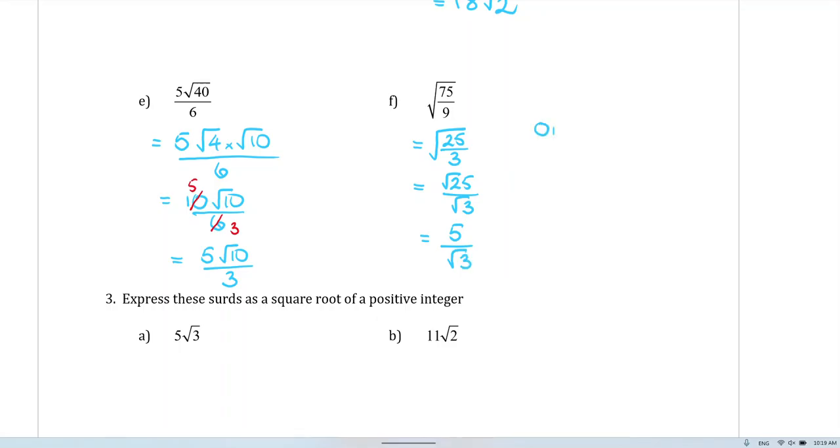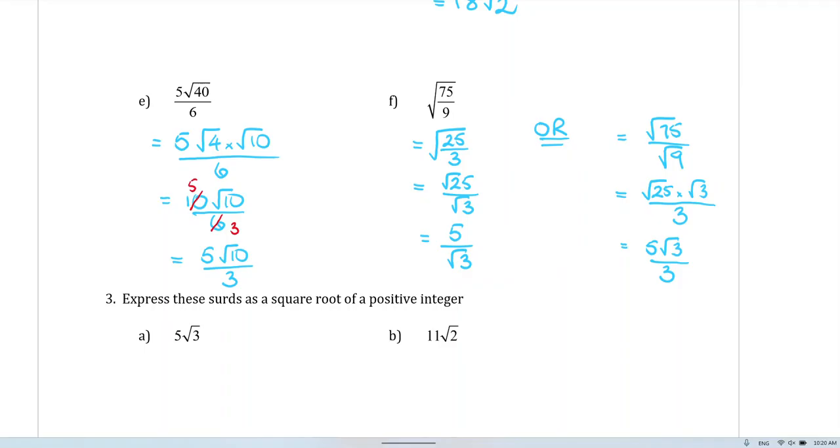Okay, let me show you option number 2. The other way to do it would be to split the fraction into 2 surds straight away, meaning that we would have square root of 75 over square root of 9. Square root of 75 we can simplify down. 75 is 25 times 3, so we'll split that to be root 25 times root 3. Square root of 9, 9 is a perfect square number, so square root of 9 is exactly equal to 3. On the top, square root of 25 is 5, so we get 5 root 3 over 3.